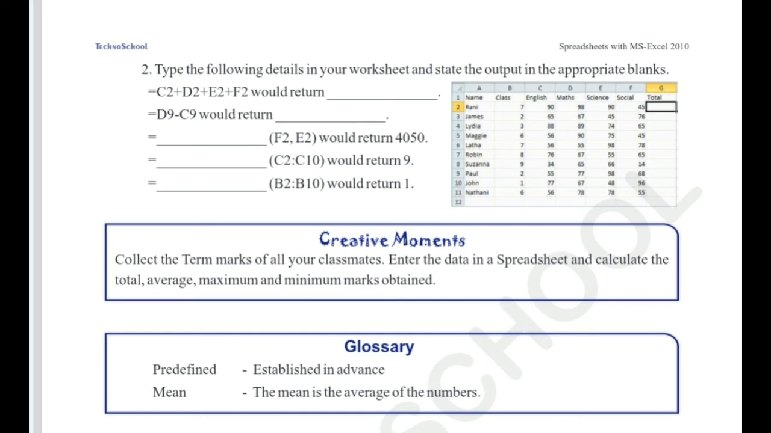Next I'm going to explain the creative moments. Collect the term marks of all your classmates, enter the data in a spreadsheet, and calculate the total, average, maximum and minimum marks obtained. Children, I hope you know the marks data table. You can create one table. You have to enter your friends' names and their marks in all the subjects, and find the total, average, maximum and minimum values. You can work with this data table in your system.